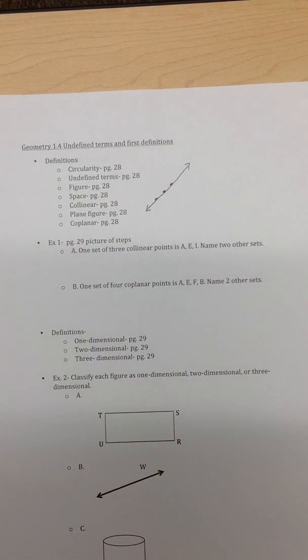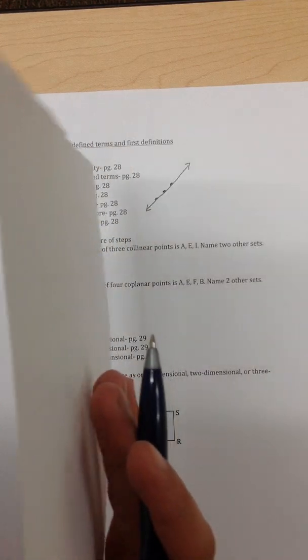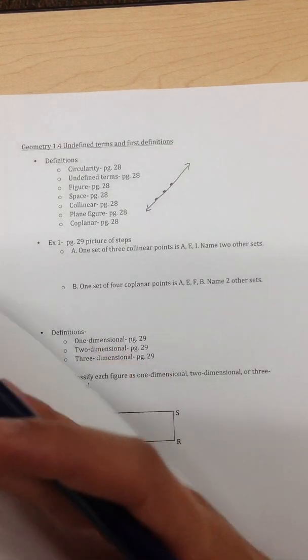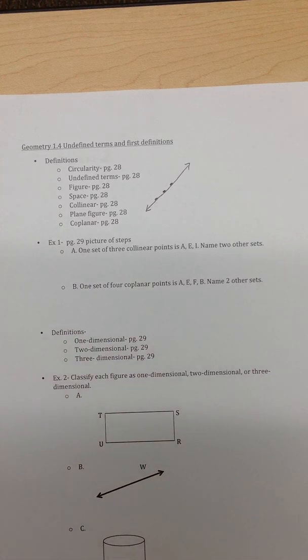And it could be going this way. So you could have a plane that's straight up and down. You could have it this way. Either way, that would be a plane. It could be crooked like this, like this. Those would all be big flat surfaces that extend forever.